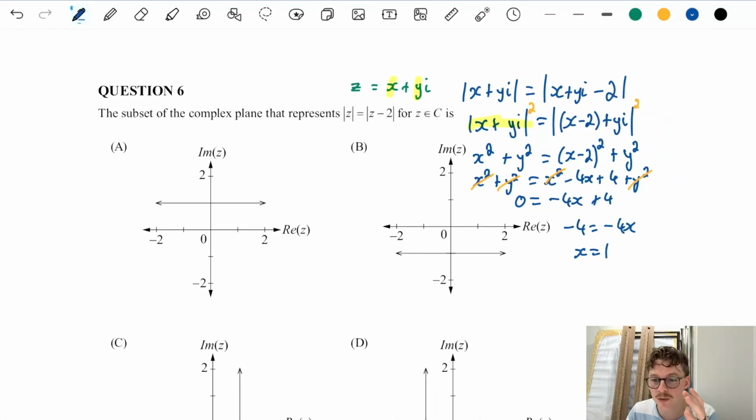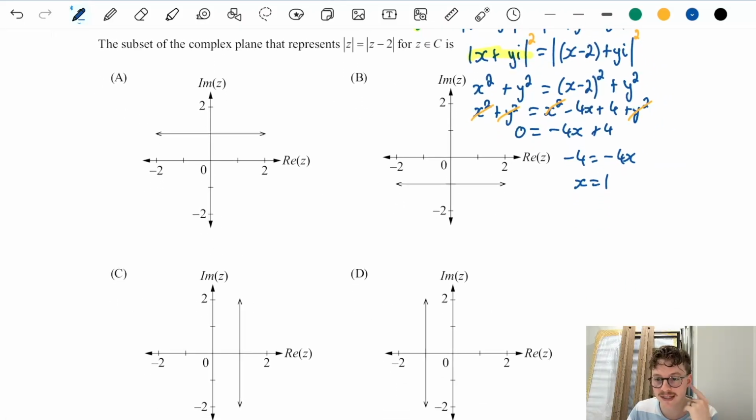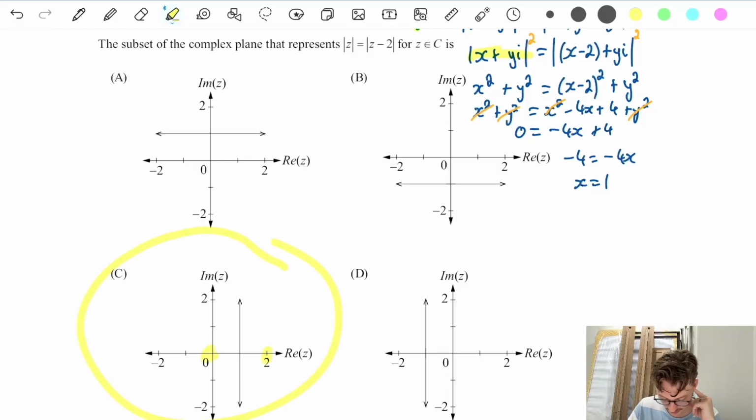So we got this x equals 1. I look at my graphs. Well, you can see with this one here, it is halfway between 0 and 2. So this here is going to be the equation of x is equal to 1. This is x equals minus 1.